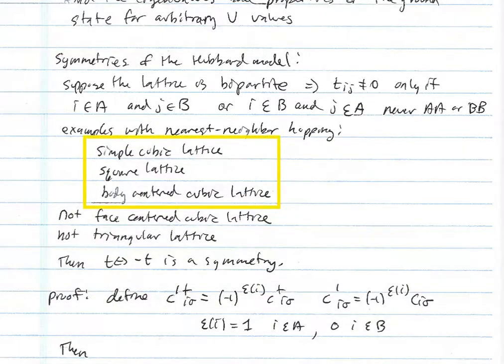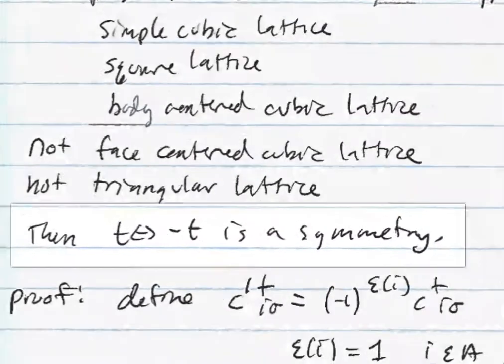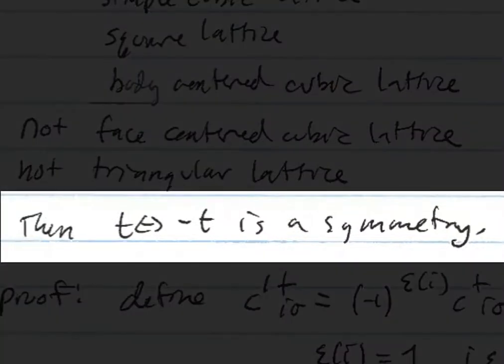And examples with nearest neighbor hopping of bipartite lattices include the simple cubic lattice, the square lattice, which we just talked about with the checkerboard, the body-centered cubic lattice, but it does not include the face-centered cubic lattice or the triangular lattice. But in the case where I have a bipartite lattice, then there's a symmetry which says if I take the hopping and I change the sign of the hopping, that doesn't change any of the energy eigenvalues. So that's a symmetry of the system.